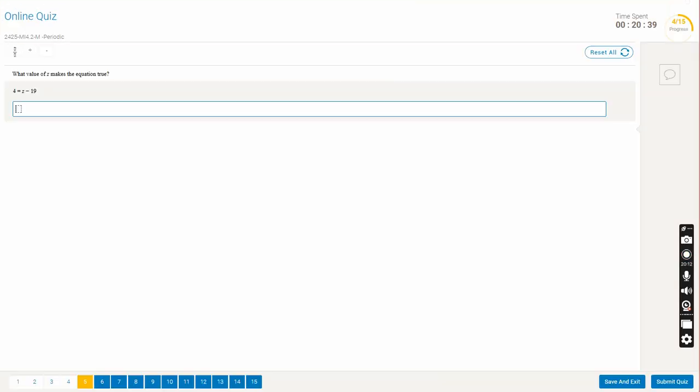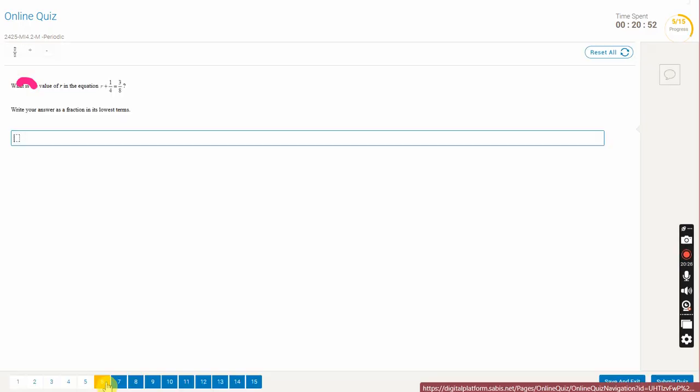Let's go to the next one. Here you have 4 equals z minus 19. You take minus 19 to the other side. What do you get? 23. So just write 23 here. Let's go to the next one.